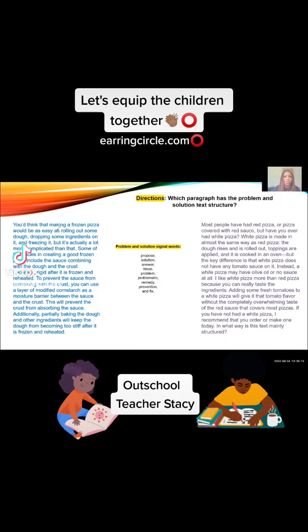All right, so they began to find the problem. So making a frozen pizza, and I can just change the color. All right, making the frozen pizza, and it's saying that it's complicated. So the students underlined words like complicated, issues, which are the signal words, you see, for problem and solution. And then they began to look at the problem, and then they looked for solutions.